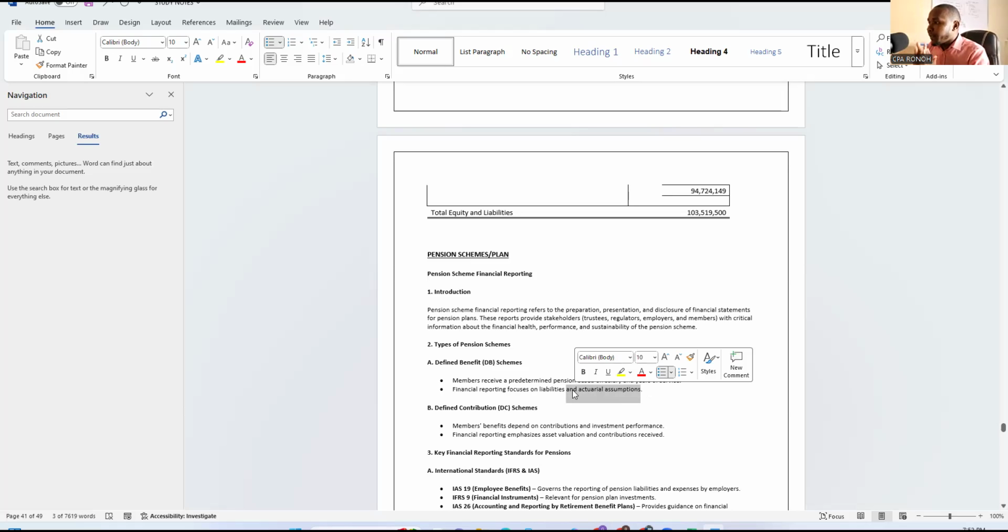But that one, the second one, is the one for the actuarial assumption. It is being tested in advanced financial reporting. So we are not doing that one in the financial reporting of the intermediate level.